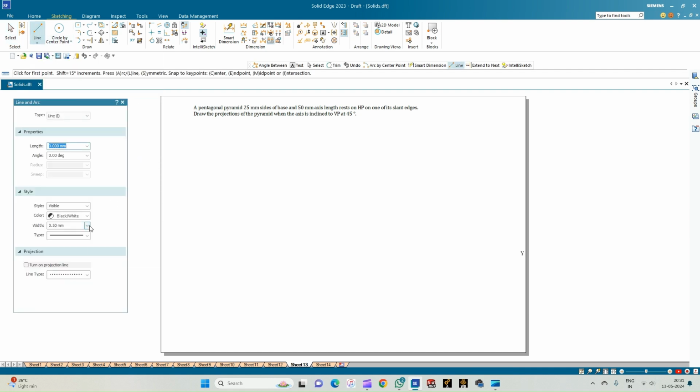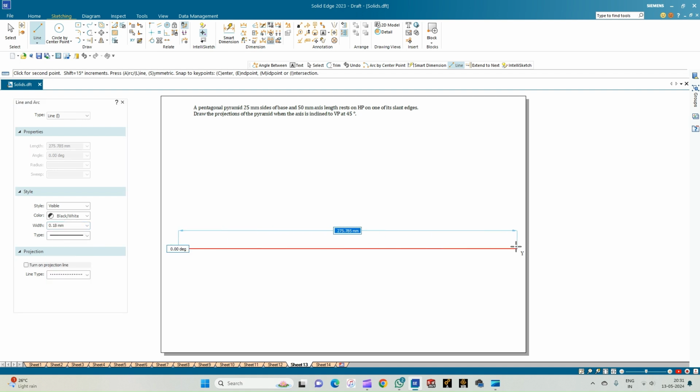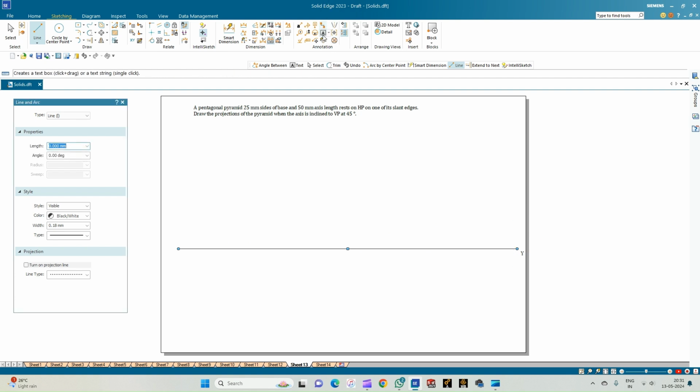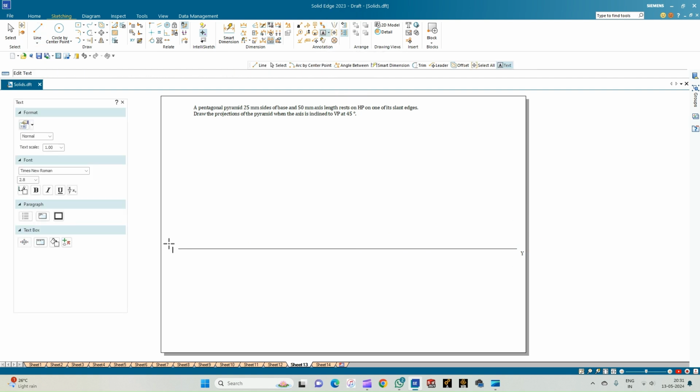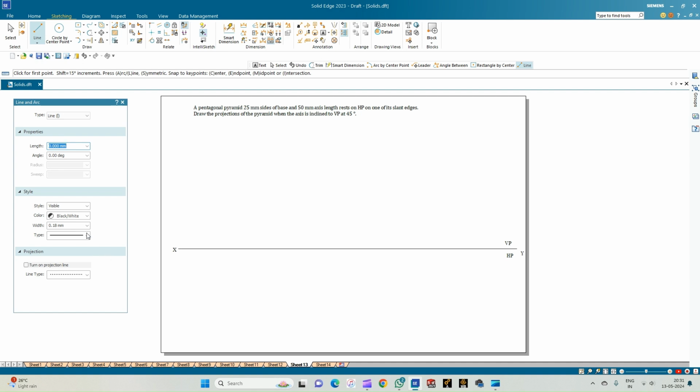So let us begin with drawing the XY line of thickness 0.18 mm. So now let us draw a line of any arbitrary length and annotate the line as X and Y, and also the reference planes as VP and HP. So now we will draw the top view of the pentagonal pyramid. So for that, let us select a line of thickness 0.50 mm. So let us initially draw the pyramid.